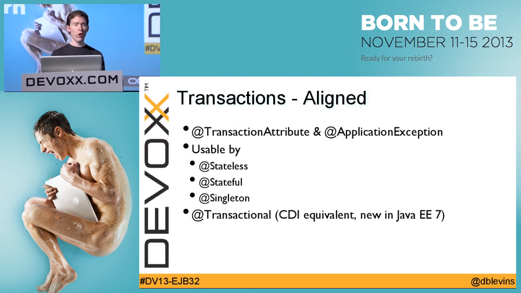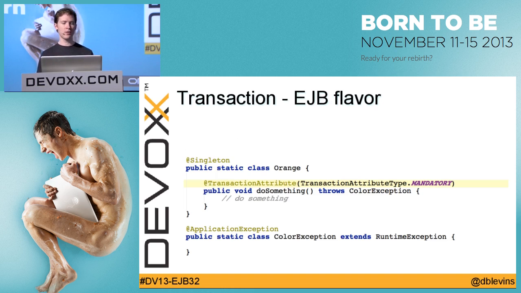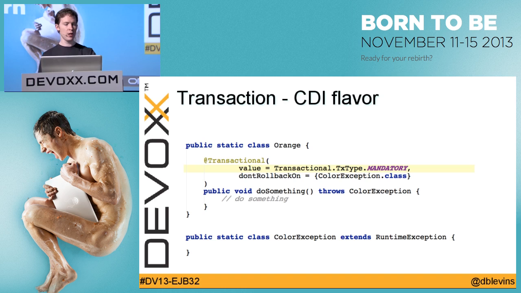Okay, so one of the things that we were able to get done in JavaEE 7 is that the transaction attribute and the application exception annotations effectively now are replaced by the transactional annotation that was added in JavaEE 7. So here's how your bean might have looked using both those technologies with EJB. You have @transaction attribute mandatory, and if you wanted to have an exception that did not cause the rollback of the transaction, you would have to annotate it with application exception.